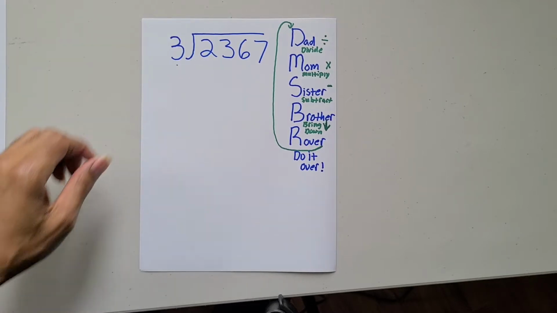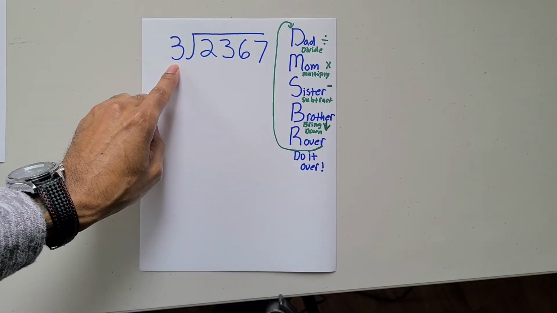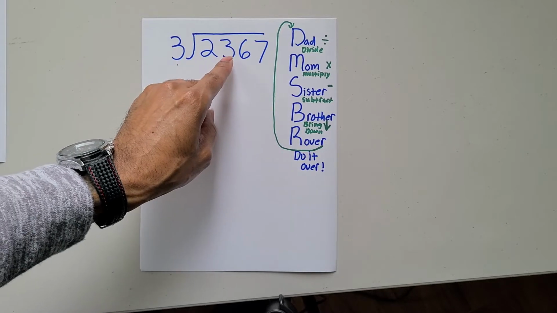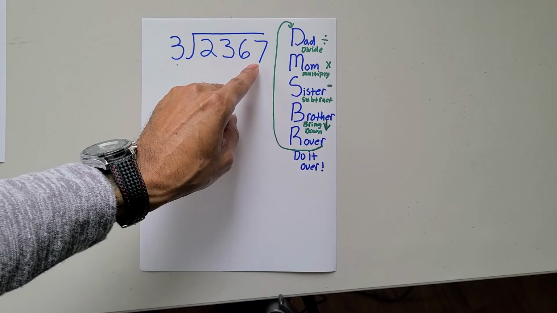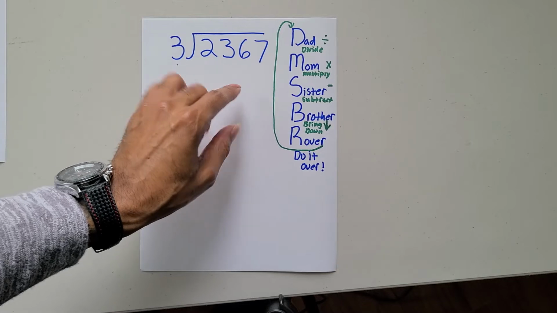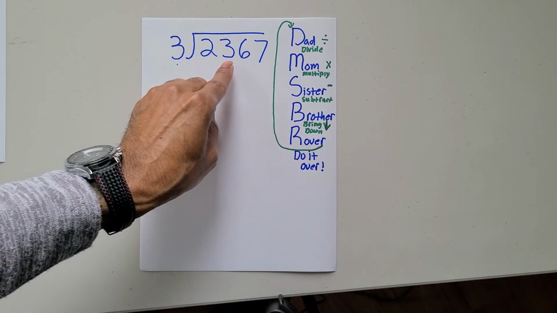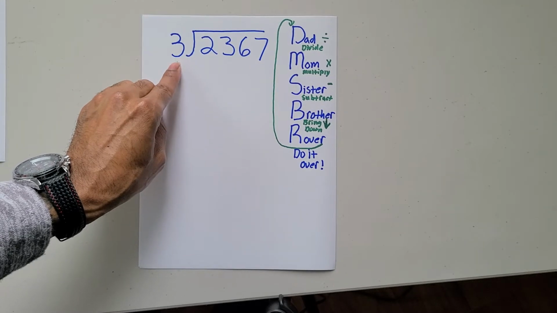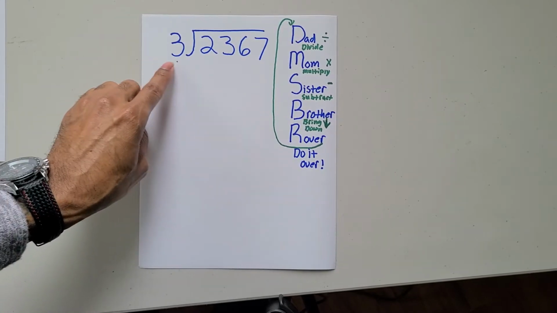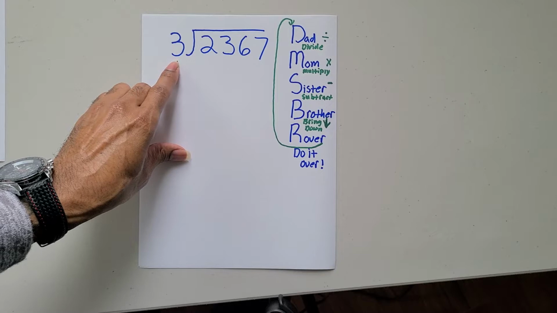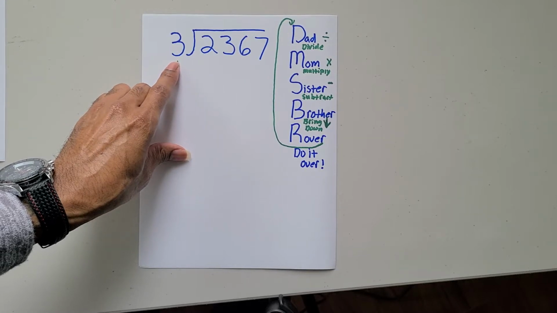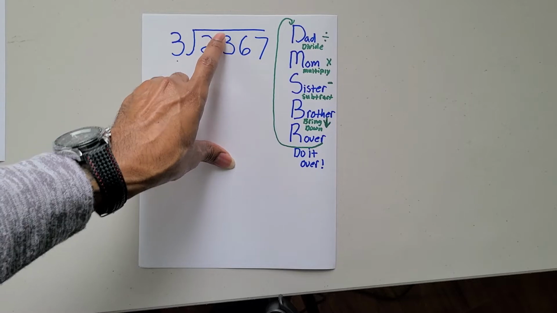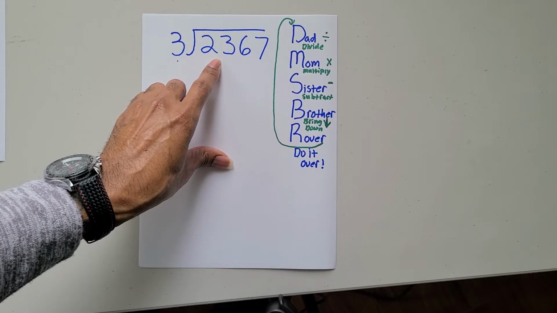Okay, boys and girls, if you look, we have the number 3 divided by 2,367. And if you read it the other way, it's 2,367 divided by the number 3. Now, 3, or any number on this side, is our divider. Our number inside the bracket is known as our dividend.